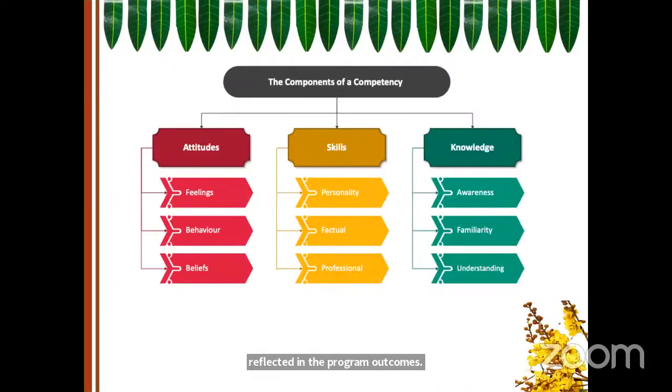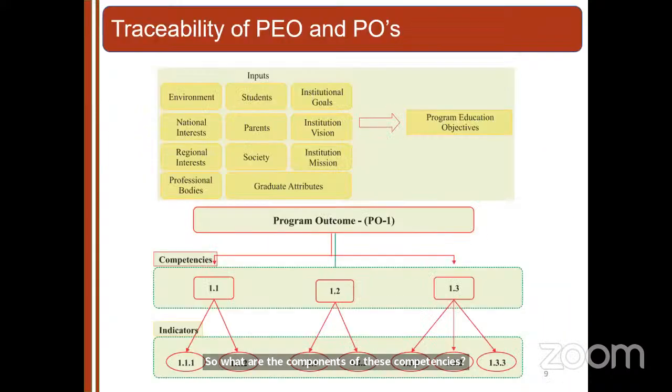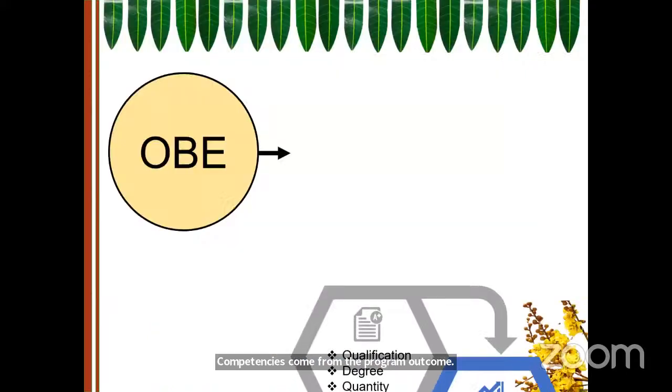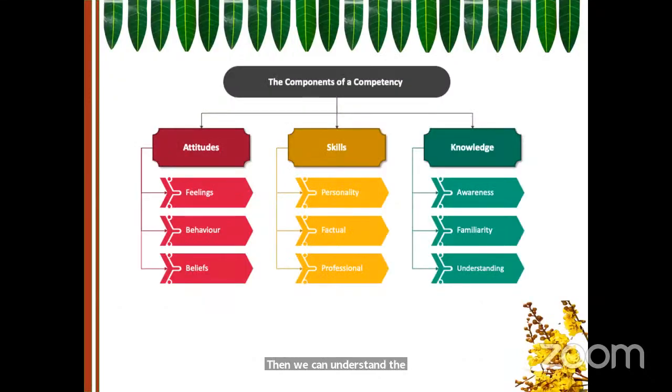So, what are the components of these competencies? Because, as I told you in the previous slide, competencies come from the program outcome. So, once we set right the competencies, then we can understand the program outcome statements. So, as I told you, there is knowledge, skill, and attitude. We'll go from the right hand side, from the bottommost level to the highest level. So, on the knowledge side, we have the awareness, familiarity, and understanding.